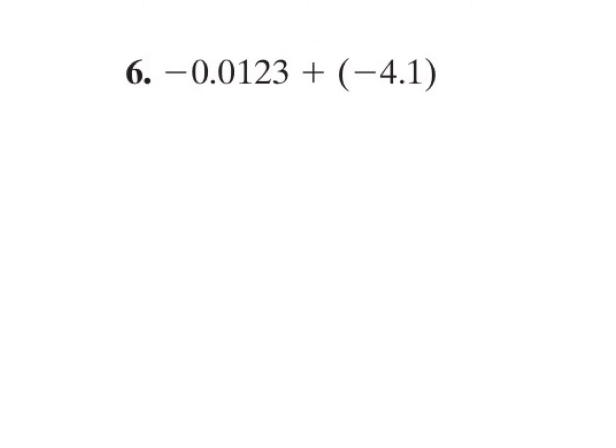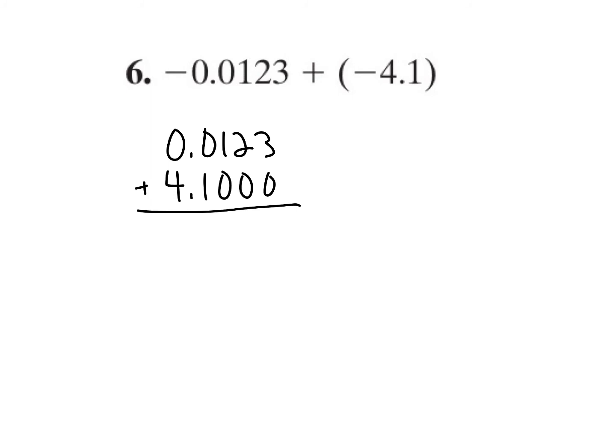Number 6, the signs are the same, so we're just going to be adding these together. So make sure you line up your decimal points. We can add some zeros afterwards. And then after we add, we just need to remember that our answer is going to be negative.